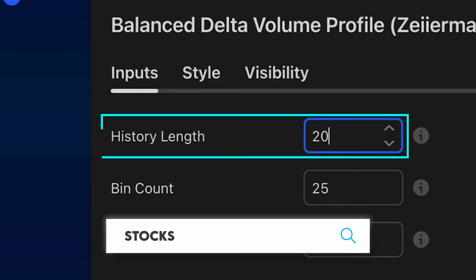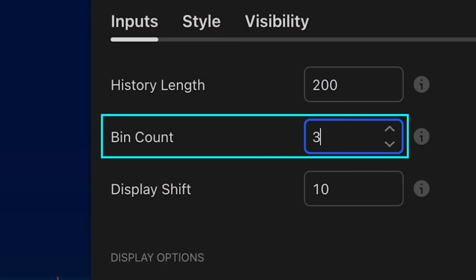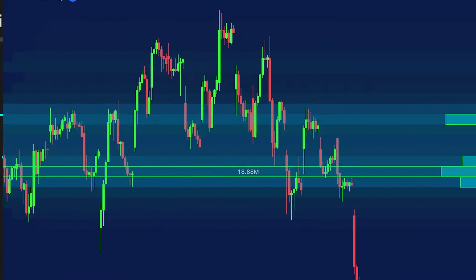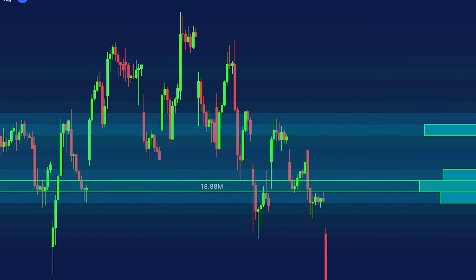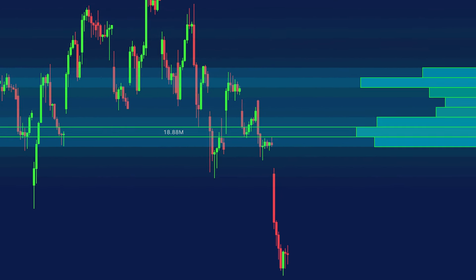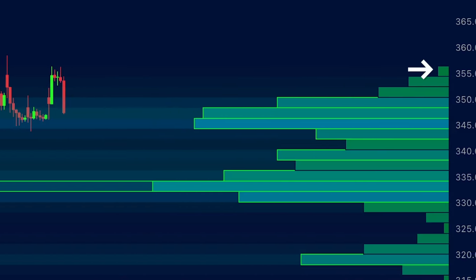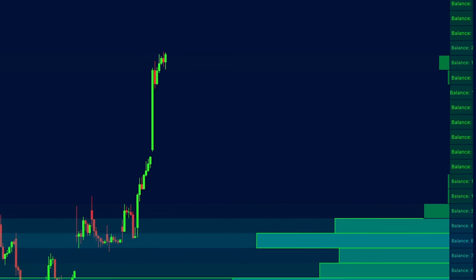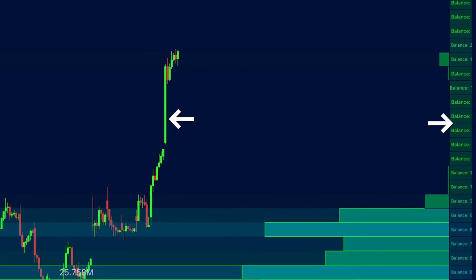For stocks, use history length of 200 and bin count of 30 with default weight settings. Equities show clean institutional accumulation distribution patterns that work perfectly with balanced weights. Pay special attention to profiles after earnings or major news, as these often show institutions reestablishing fair value at new levels.